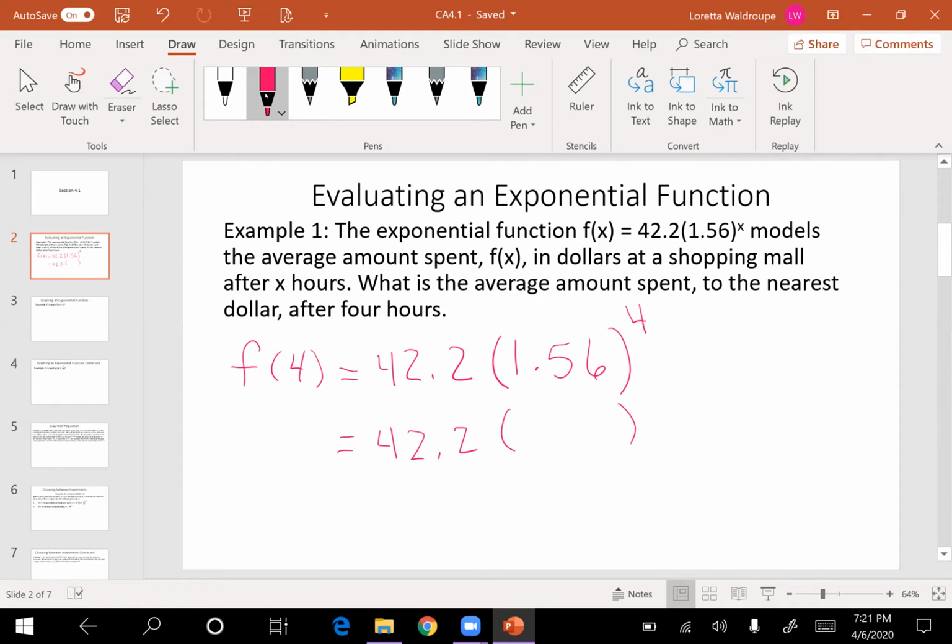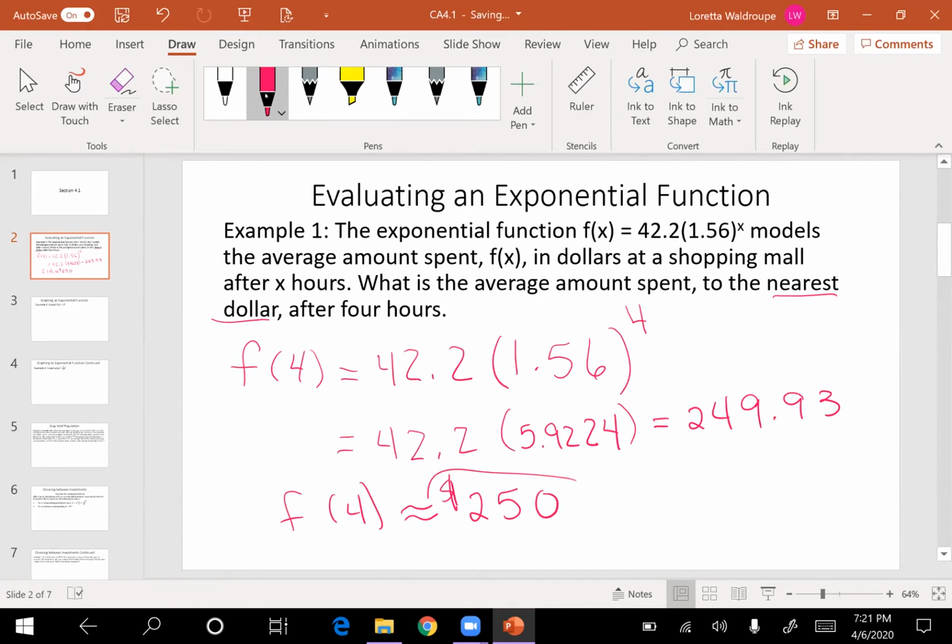Watching what numbers I put in, and then taking that times 42.2 gives me $249.93, but it tells me to round to the nearest dollar, so it's approximately $250.